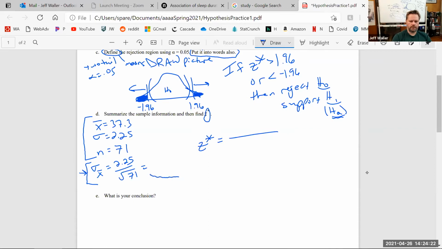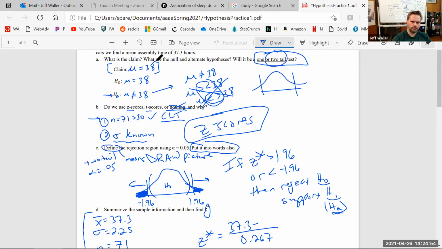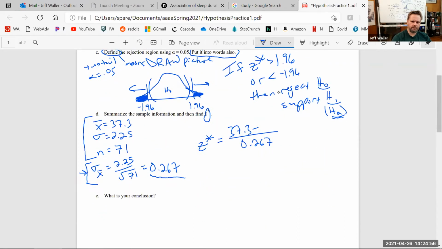So does somebody know what that is? What's the new standard deviation? 0.267. And what goes on top here? What's our data? What's the data we found? 37.3. Yeah, so it's always our data minus the supposed middle, so the number from the claim, 38. I want to see how far away our sample got from the supposed middle.